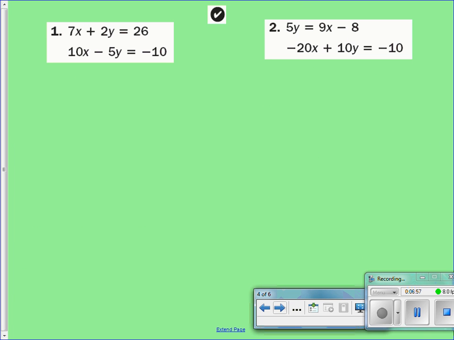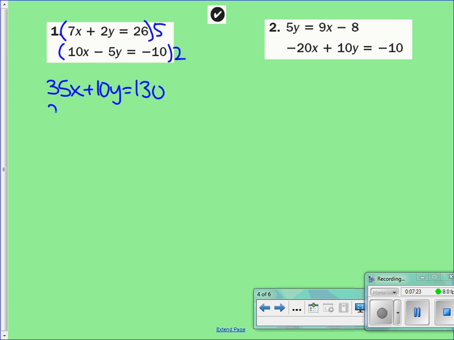All right, so let's take a look again. I'm looking at 7x and a 10x, 2y and a 5y. I'm going to have to multiply both of these to be able to make this do something. Let's get rid of the y's here. So times 5 times 2. 35x plus 10y equals 130. And multiplying by 2, 20x minus 10y equals negative 20.